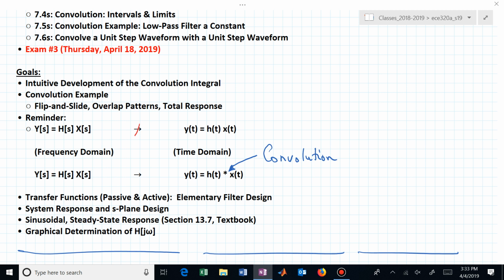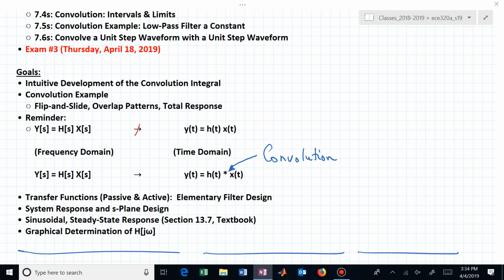And then, essentially, before we get to exam number 3, we'll need to be thinking about transfer functions, whether those arise from a passive circuit, that means R, L's, and C's, or active. Active means you have op amps, and you can now design filters either way. We'll look at system response and the S-plane design. Sinusoidal steady-state response, that's in section 7 of the textbook.